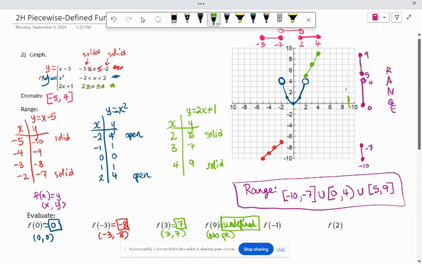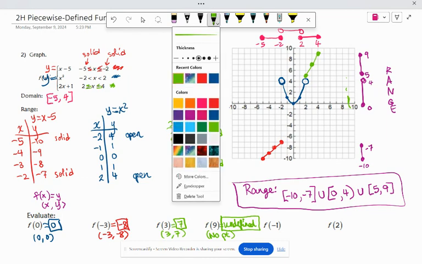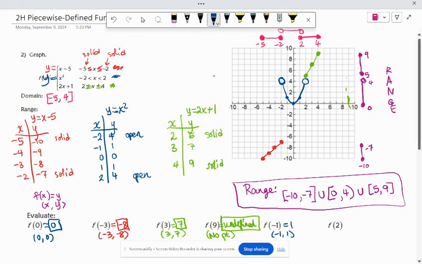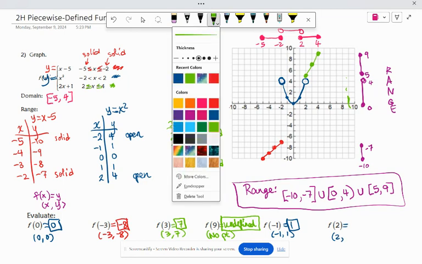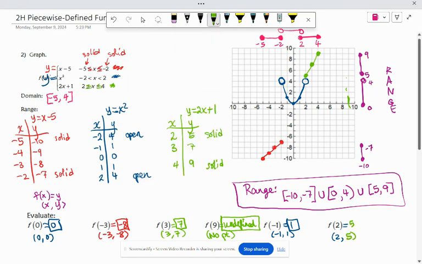And then f of -1, that's going to be my blue piece, -1, that is at +1 because of the point -1, 1. And then finally f of 2, although you think it might be blue, it's actually in the green because it's a hole for the blue. It's undefined in the blue, but it's defined in the green at 2, 5. So this should all be green. It's up here. I don't know why that erased it. That was weird. And so that is how you do piecewise defined functions.